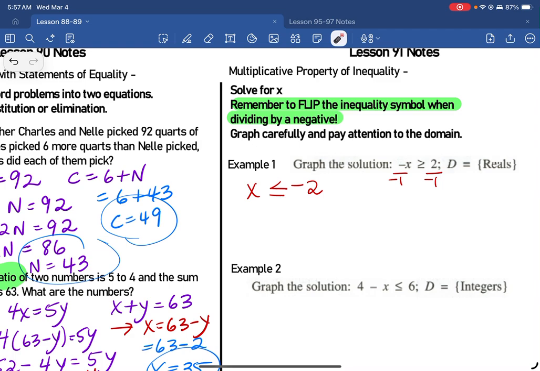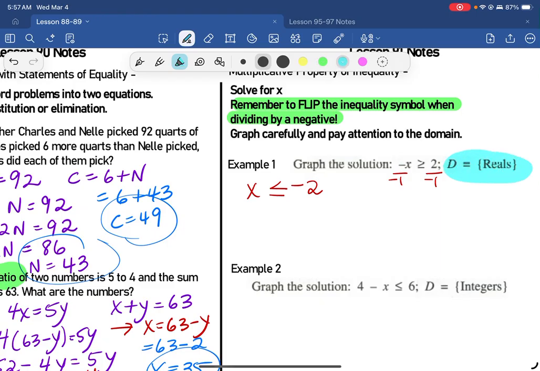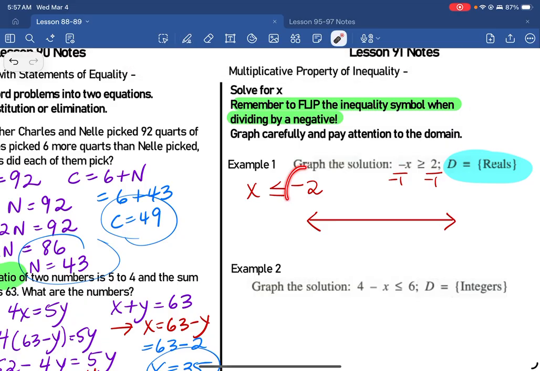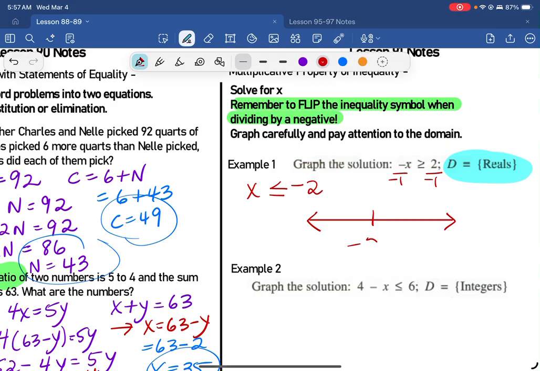All right, now it's time to graph, but I have to remember to keep in mind the domain. So that tells me to shade in the whole line, not the whole line, but here I'll show you. So we know that we have a -2. So I'm going to put a -2 right here.